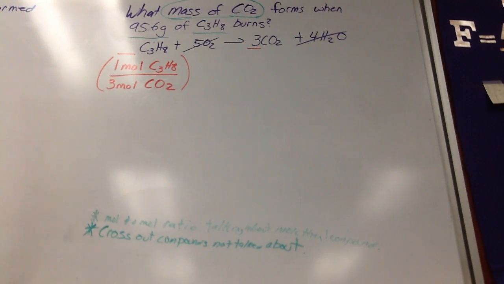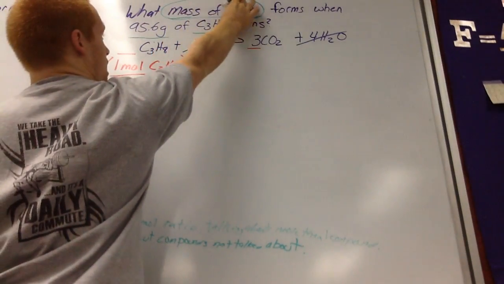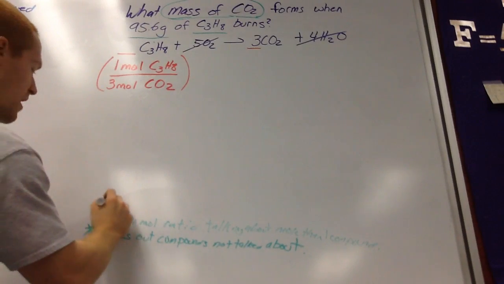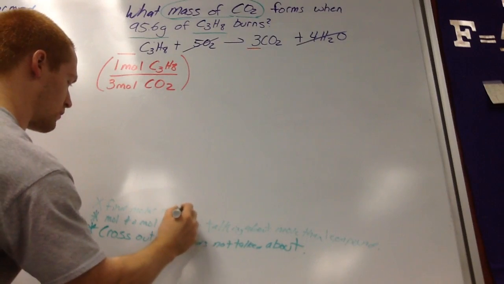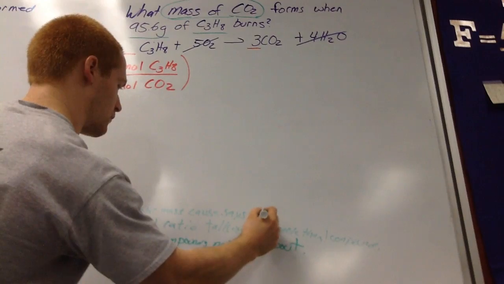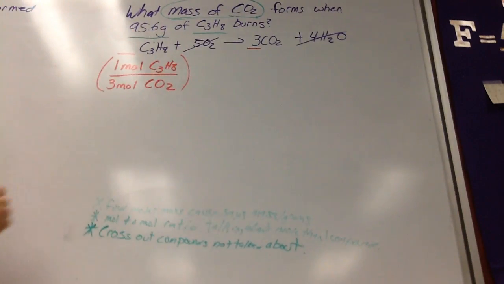Another one: notice it talks about mass. Whenever it talks about mass, you have to find your molar mass. So it talks about mass of carbon dioxide and mass of C3H8, so you're going to have to find molar masses, because it says mass or grams, either one. And it talks about it twice, so we're going to have to find the molar mass of both of them. You're going to have to watch a different video if you want to see how to find molar mass.